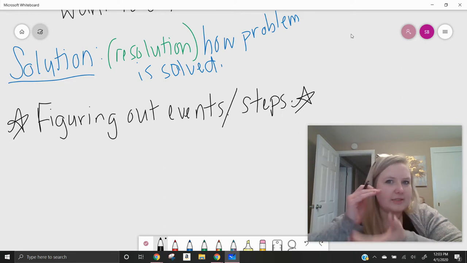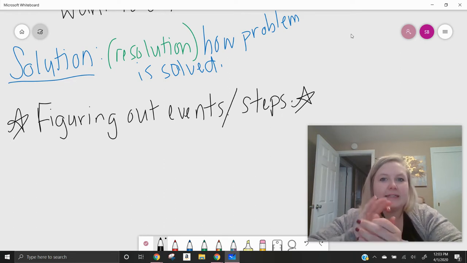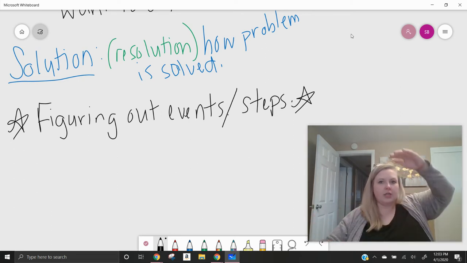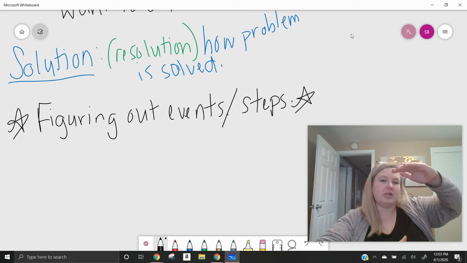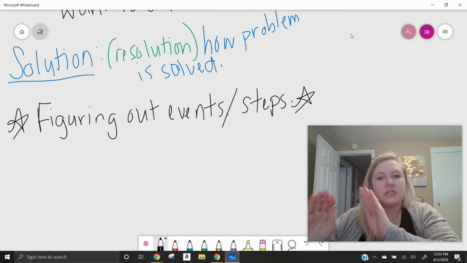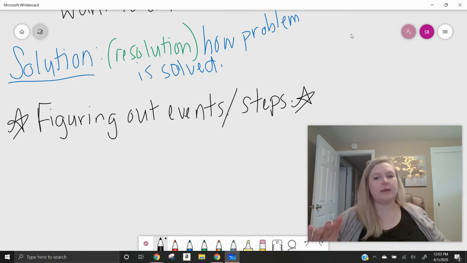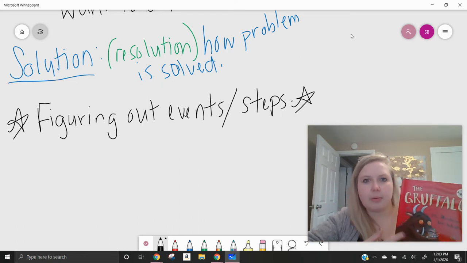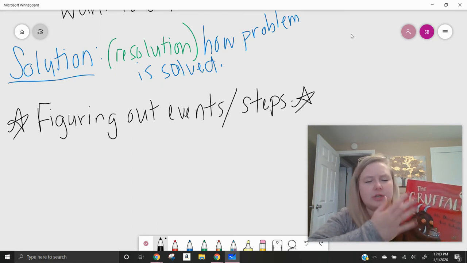There's probably lots of different problems that the mouse ran into, and we could do it that way. You could do one big problem and solution, an overall problem and solution for a story, or characters go through a lot of times small problems and solutions.